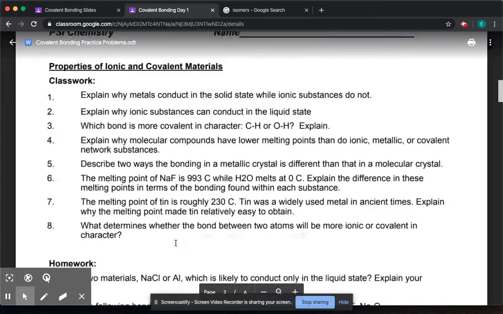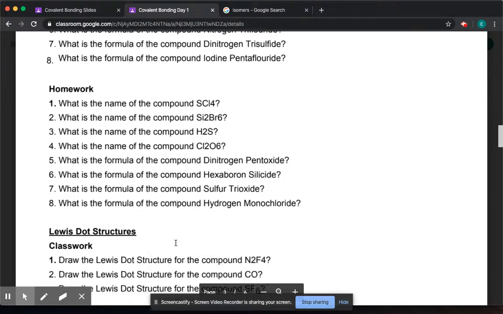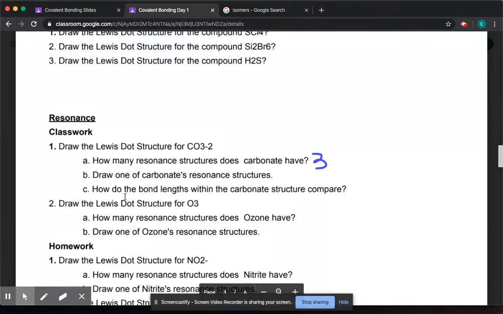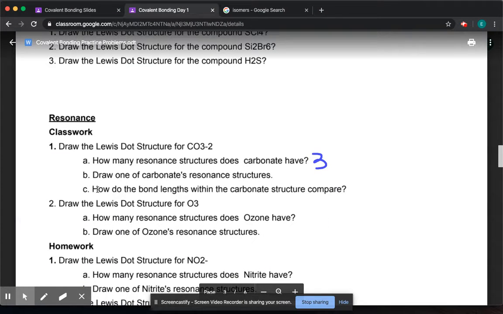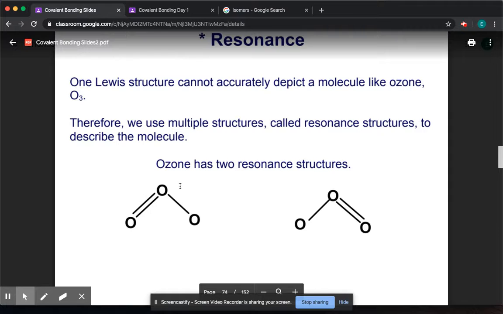And that's what B says. B says draw one of them. So you can pick either of those. So that's A and that's B. And then C says how do the bond lengths within the carbonate structure compare? They are the same all around, okay? They are the same all around. And if you go back to the slides, it tells you why. So let's go back to the slides real quick.